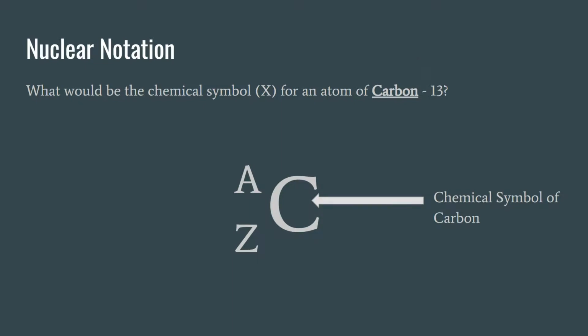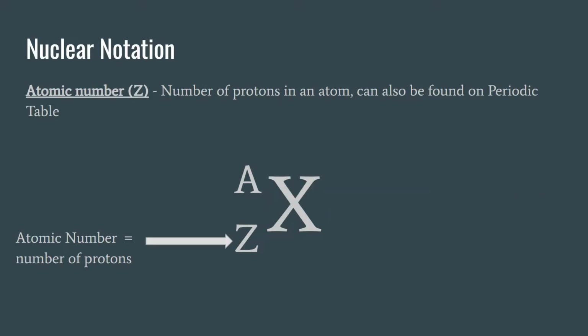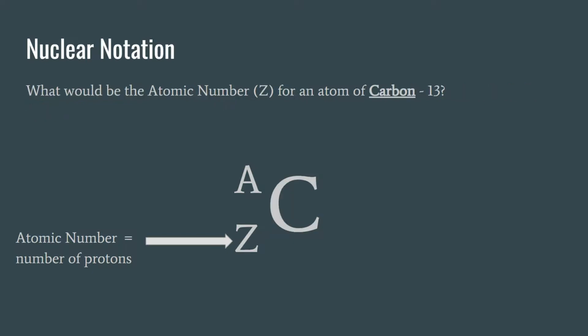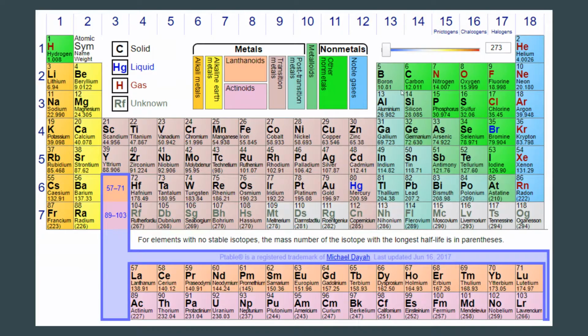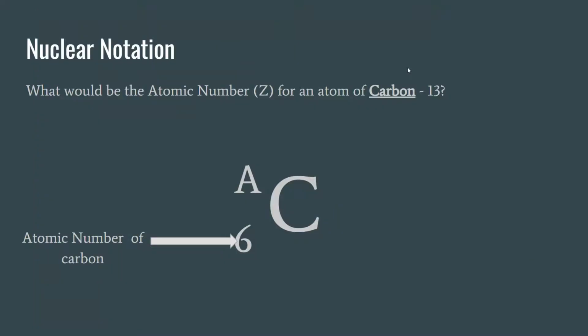That's the easiest part of nuclear notation because it's the same. Now, the atomic number is actually the number of protons in the atom, and this can also be found on the periodic table. So going back to that problem, what would be the atomic number for an atom of carbon-13? On the periodic table, I'm still going to look for carbon. Typically, the atomic numbers are the whole numbers that are given on the top of the periodic table. So here we have carbon. It has an atomic number of 6. It has 6 protons. So I'm going to write that in as a 6.